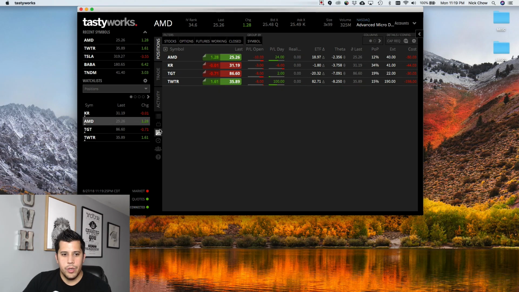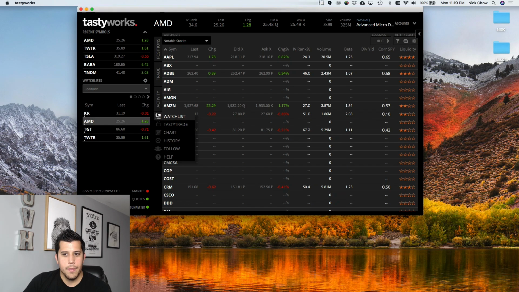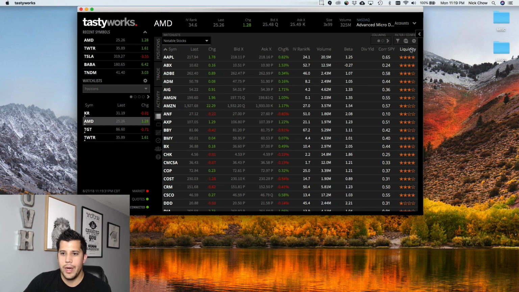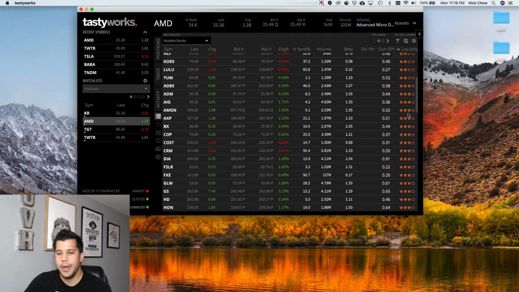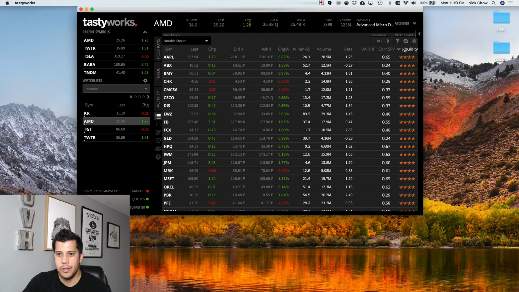And then on Tastyworks, they make it kind of easy for you to see. If you go into their watch list, notable stocks, you'll see the liquidity here, and you can separate it by what's the most liquid to least liquid. You can see all these stocks that have 4 stars are very liquid, 1 star not so liquid, 2 stars not so liquid, 3 stars okay. You get the idea here. So there are definitely a lot of ways to find out what's liquid and what's illiquid.